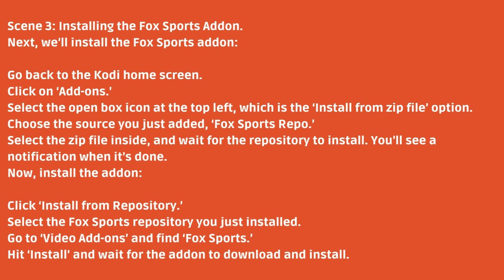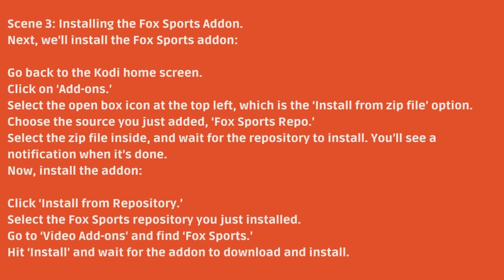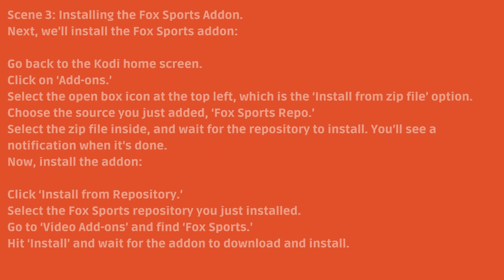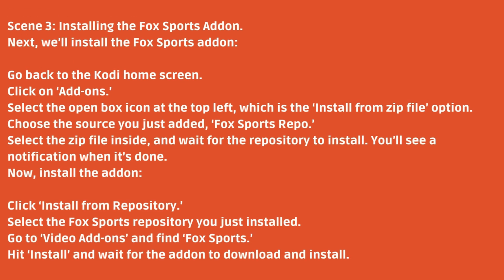Scene 3. Installing the Fox Sports addon. Next, we'll install the Fox Sports addon. Go back to the Kodi home screen. Click on Add-ons. Select the open box icon at the top left, which is the Install from Zip File option. Choose the source you just added, Fox Sports Repo. Select the zip file inside and wait for the repository to install. You'll see a notification when it's done.